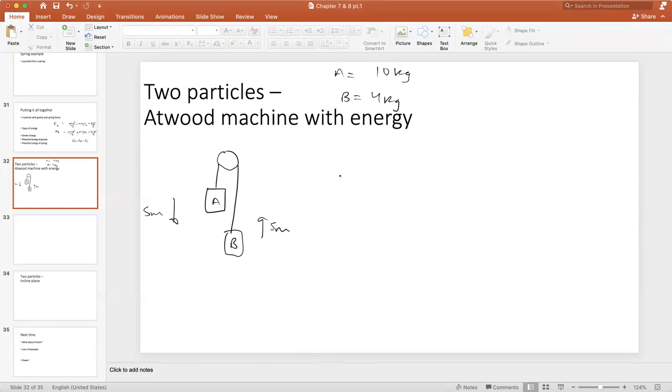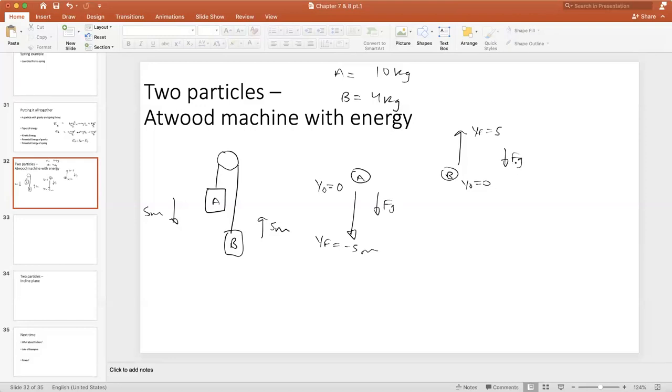Now, for A, Y initial will be 0. And for B, I'm going to say that Y initial is also 0, even though A is here and B is here. I'm going to say they're both at 0. Y final for A will be minus 5, and Y final for B will be 5. This one's going to rise 5, this one is going to drop 5. I know that I'm going down with my force of gravity, and my force of gravity is still going down.